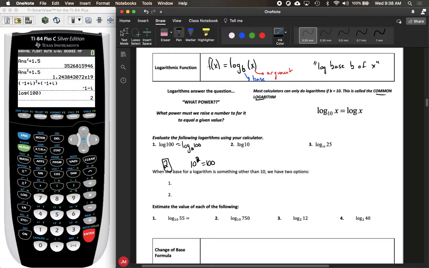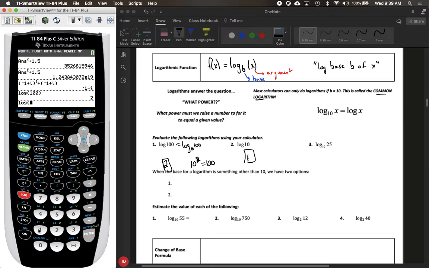So in the same way, on number 2, you could probably do this without a calculator. Log of 10, you're asking yourself 10 to what power is 10? And obviously 10 to the first power is 10. Let's now check that with our graphing calculator. If we take the log of 10, it does in fact give us the number 1.